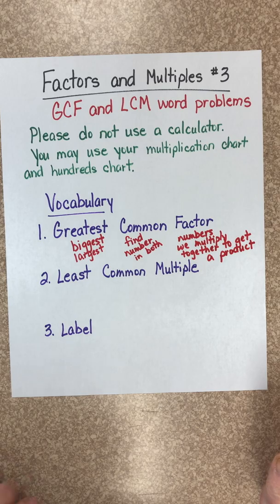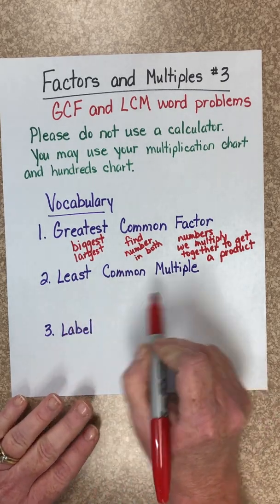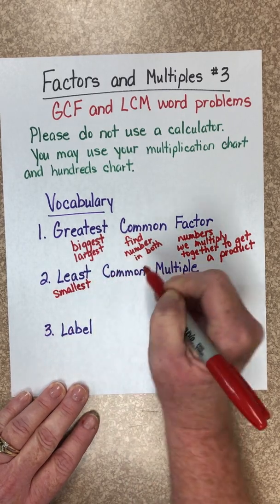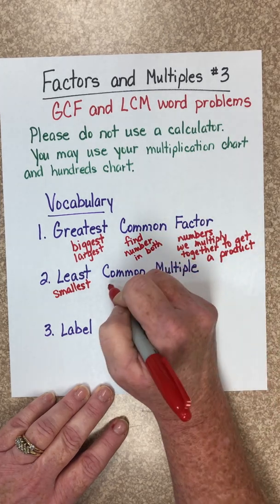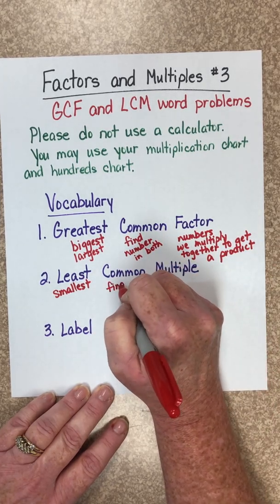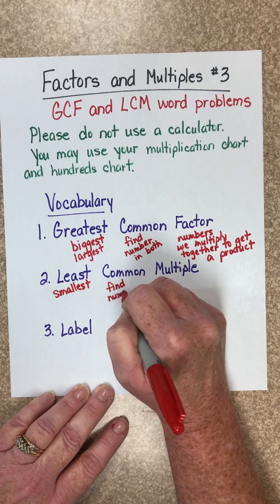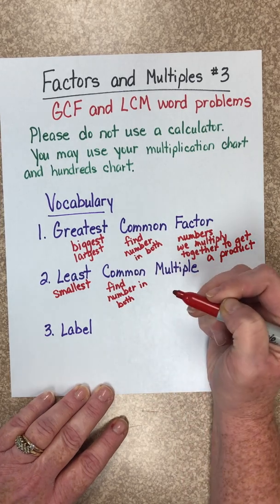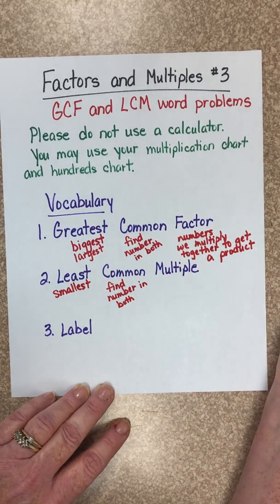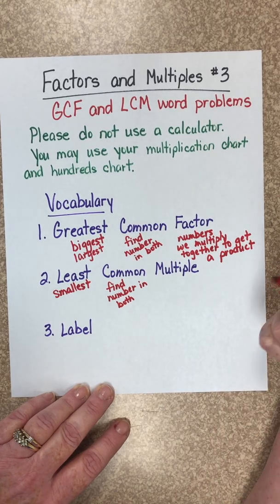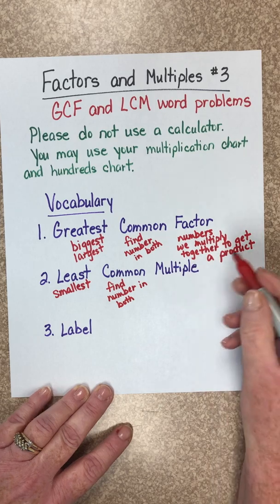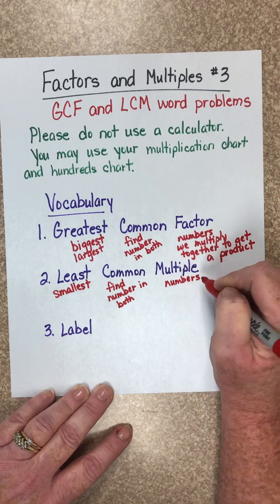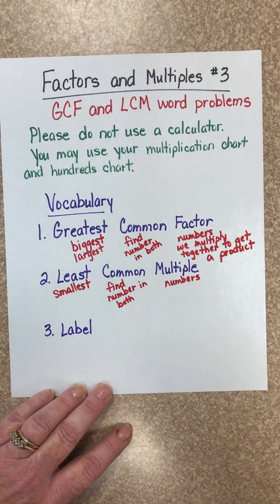Now let's look at least common multiple. Well, again, let's break it down here. Least means smallest. Common, again, is where you find a number in both. Both, meaning in both diagrams for the trees or both cakes or both lists. And the multiple, those are numbers that increase by the same amount.